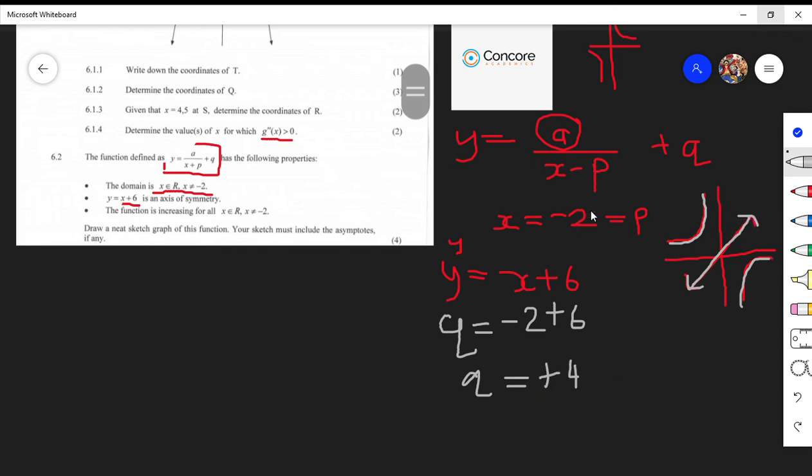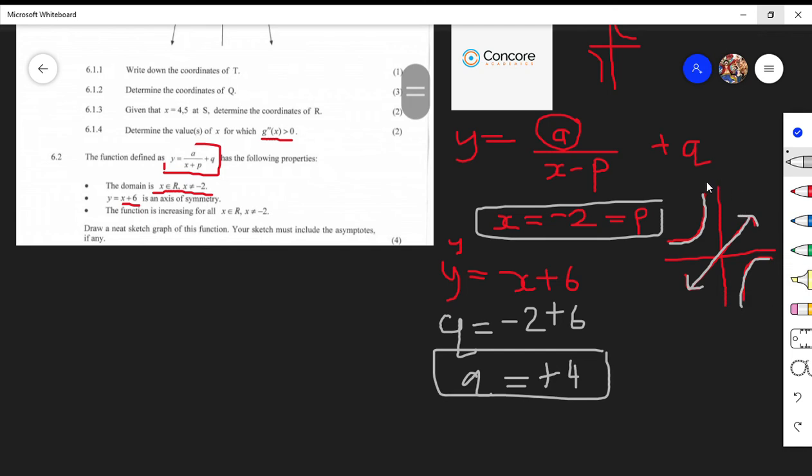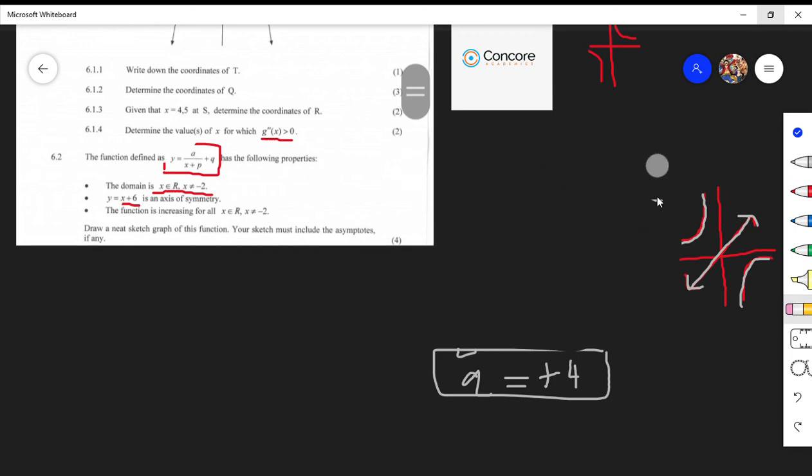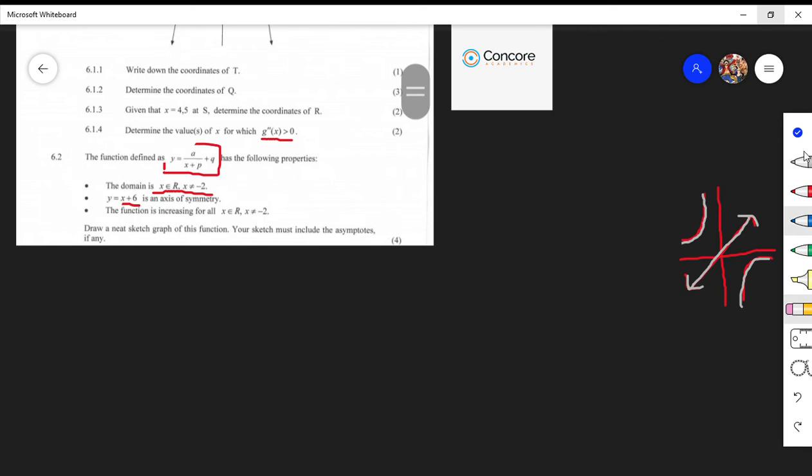So now we have our vertical asymptote, we have our horizontal asymptote, and we have which quadrants the graph is going to occupy. So now to move on to the third bullet point, just give me a second to neaten this up so we have some space. Okay, so we have x is equal to -2 and q is equal to 4. And we have our quadrants.